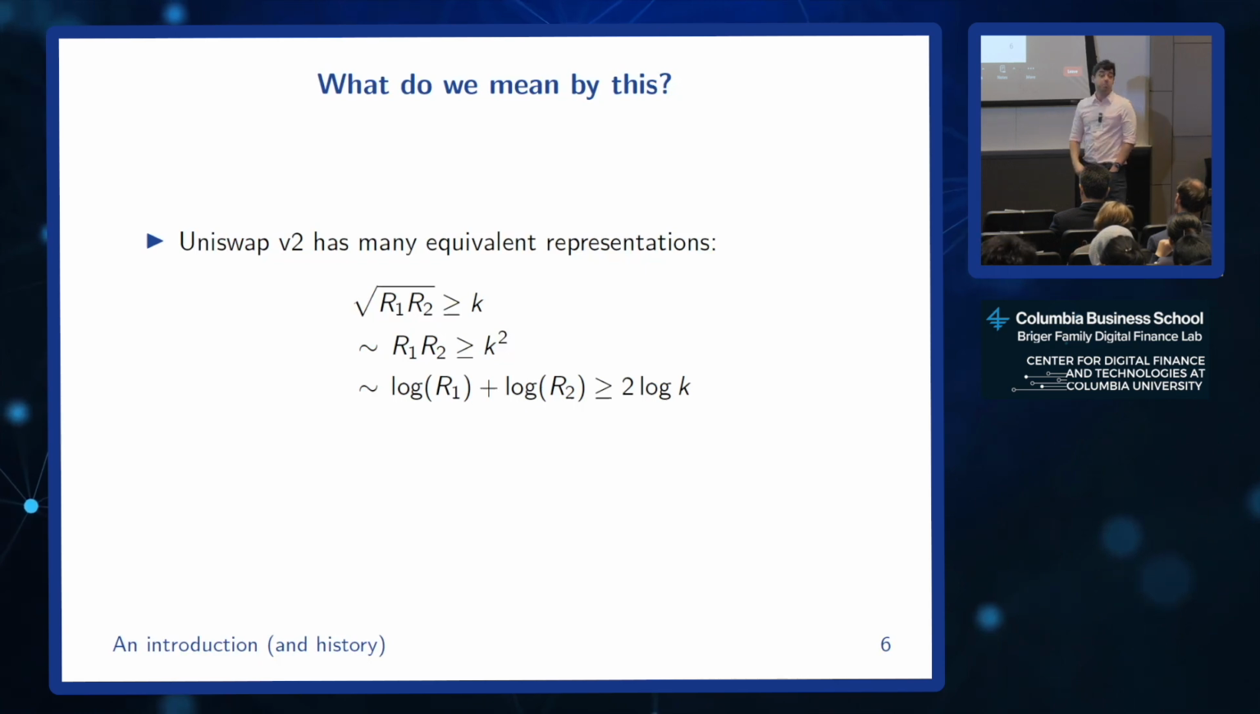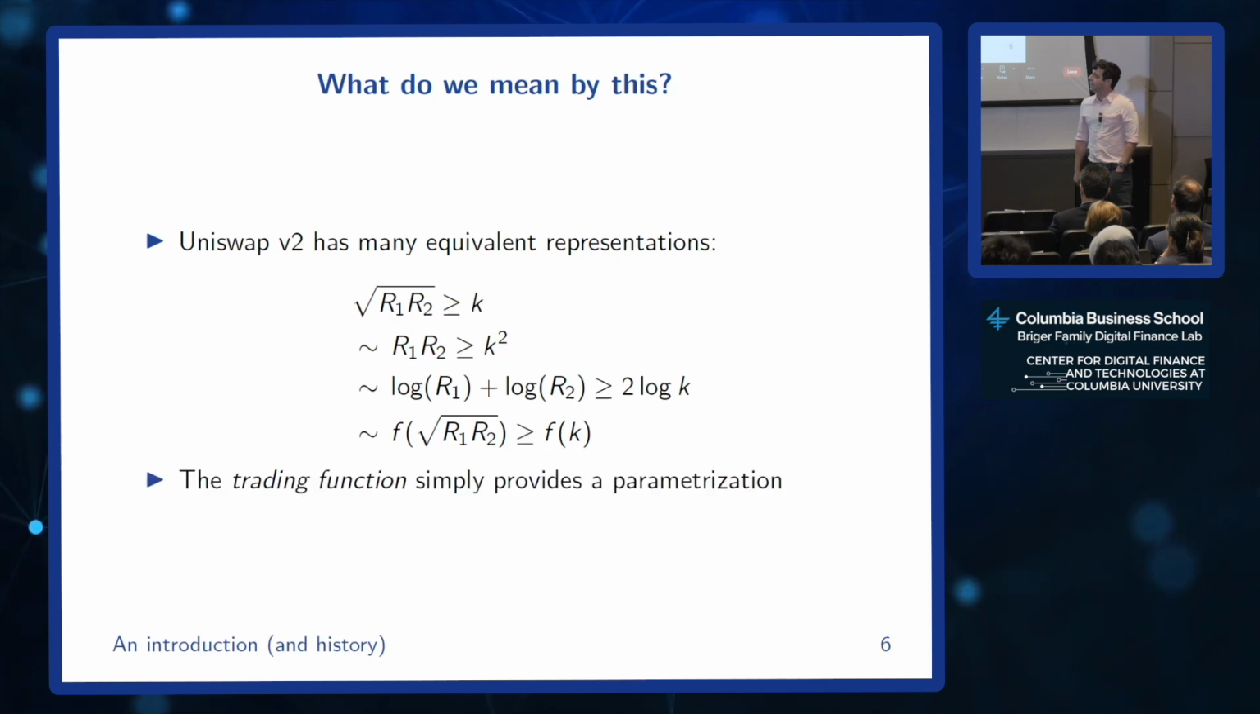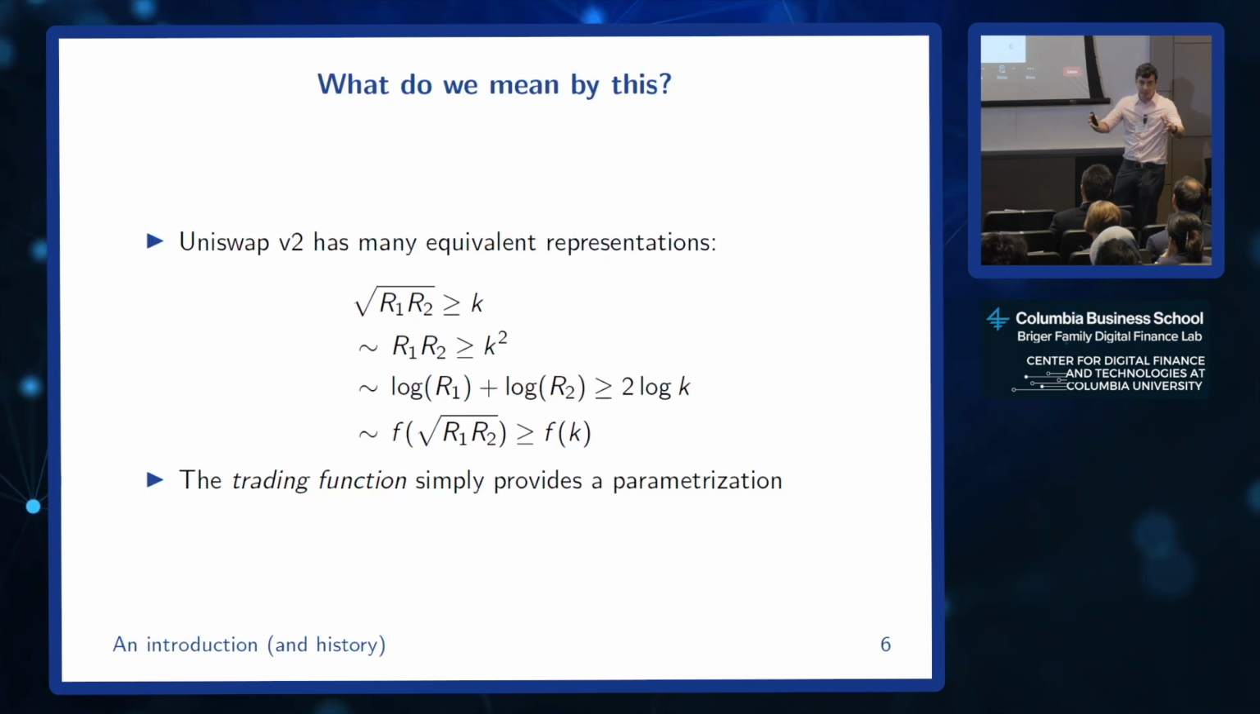But you can take the log of both sides as well. Perfectly reasonable. Indeed, any non-decreasing function would work, actually, well, strictly increasing at exactly one point, which is k. And the point is that the trading function is simply one parameterization of an underlying object. There might be some that are more useful to work with than others, but that's okay. Fundamentally, it's all the same thing.